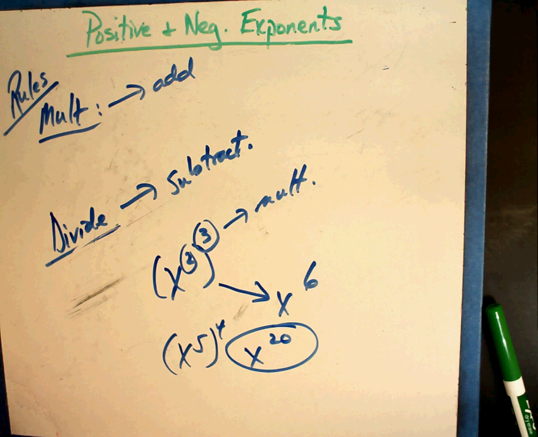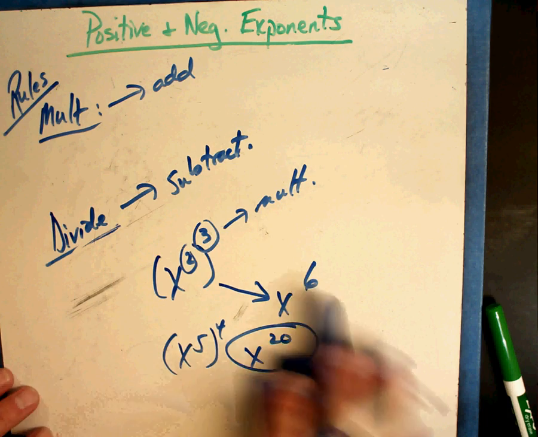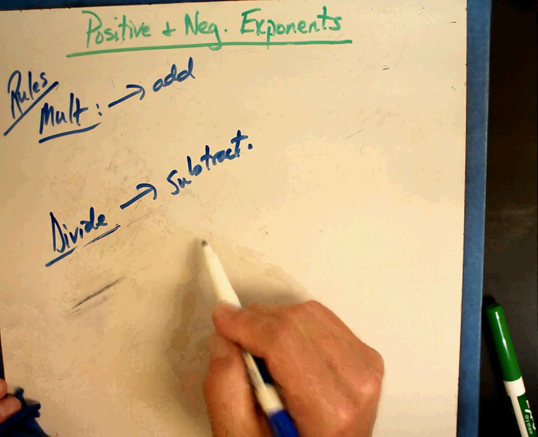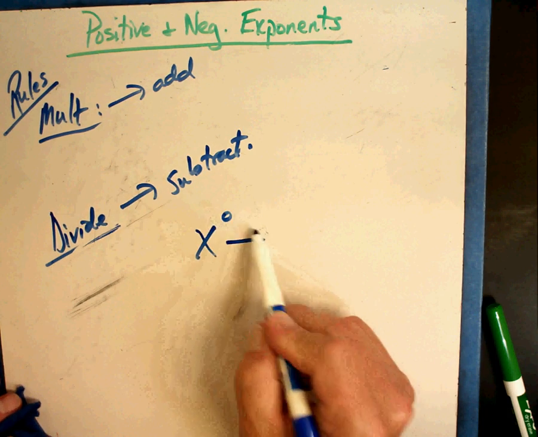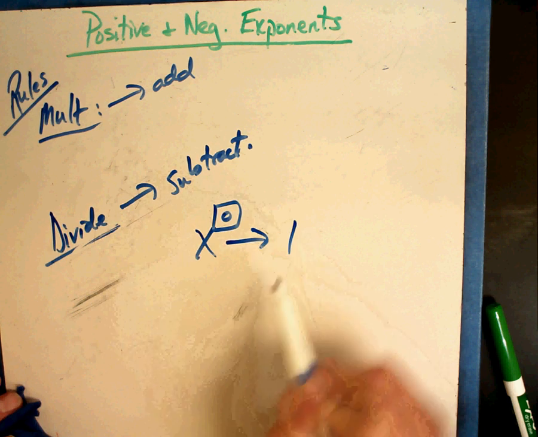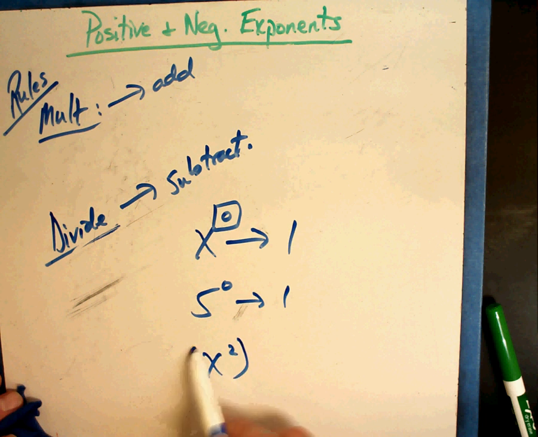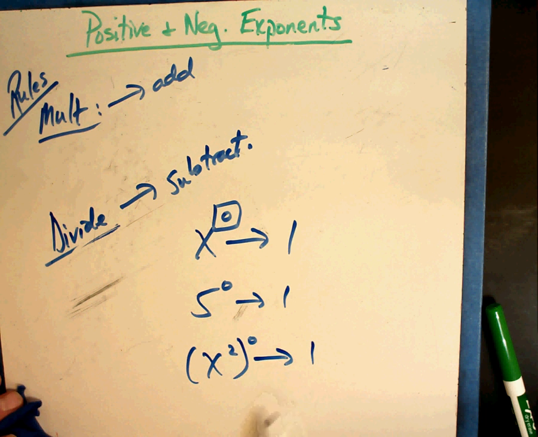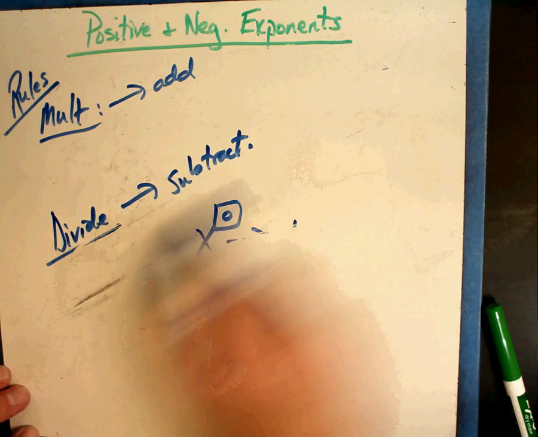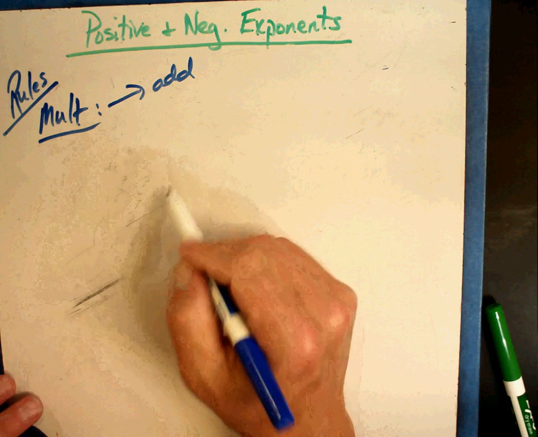Okay? Not difficult, you just have to know the rules. If you have anything to the 0 power, it's automatically 1. So you have 5 to the 0 power, that's a 1. x squared to the 0 power, automatically 1. Okay? The only one that you haven't probably seen very much is one like this.